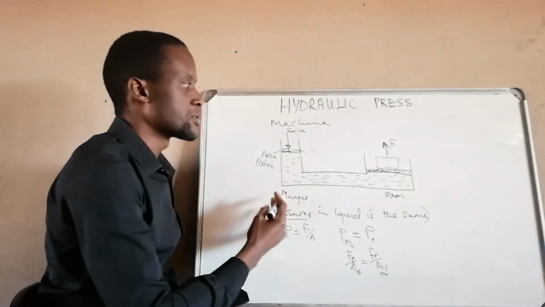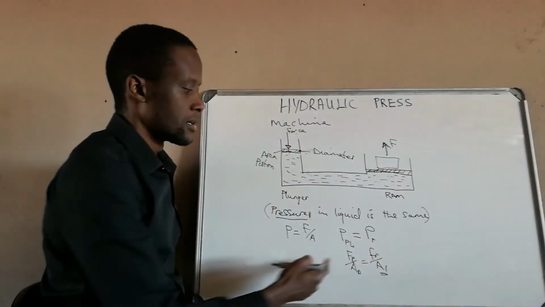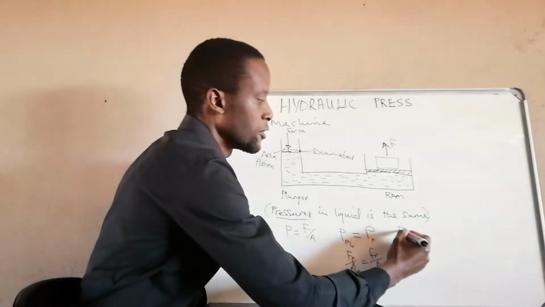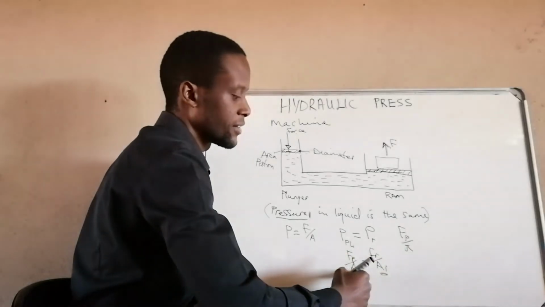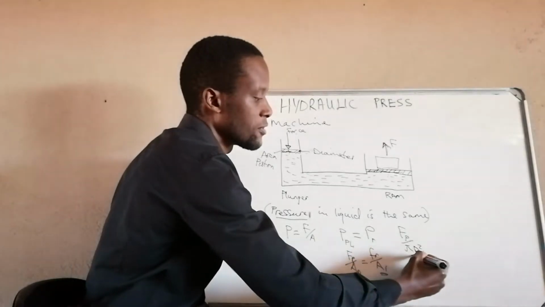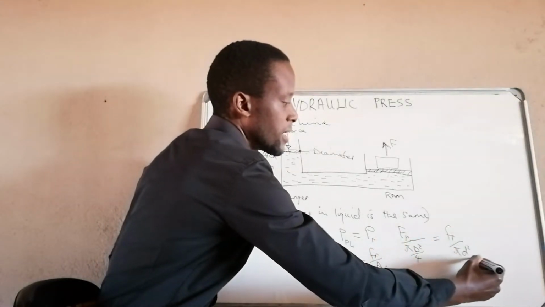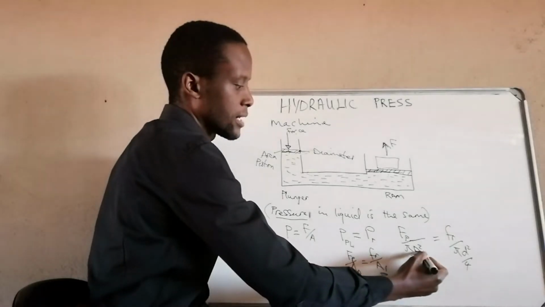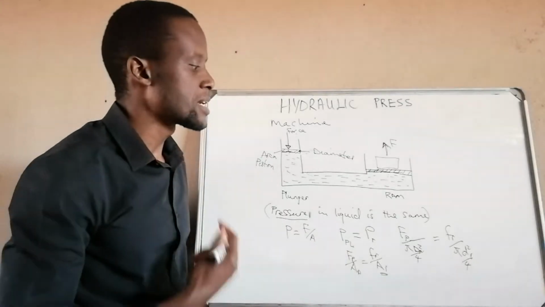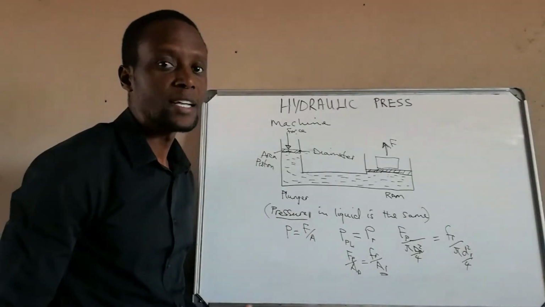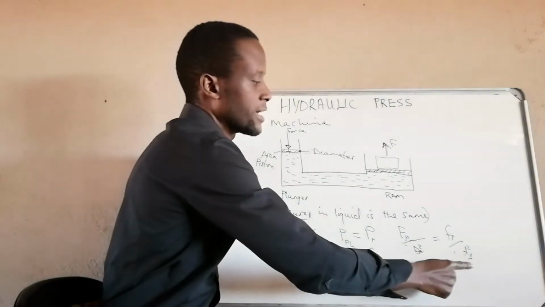Now, in most cases they'll give us a diameter, since it's a circle. Therefore, we can reduce our area to say force on the plunger over pi, formula for area is pi d square over 4, is equal to force on the ram over pi d square over 4. I'll use capital letter D for the plunger and a small letter d for the ram. But it doesn't matter which one you use, as long as you can identify which diameter is for the plunger and which diameter is for the ram. If we work this out, pi and 4 will eventually divide themselves out.